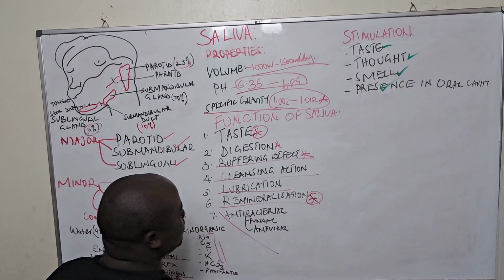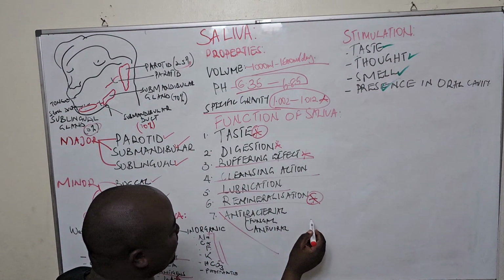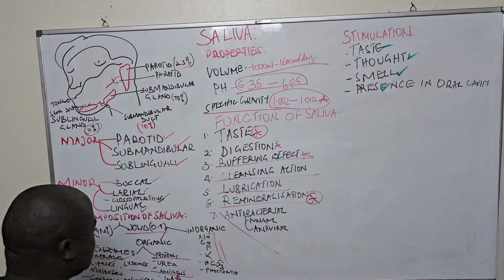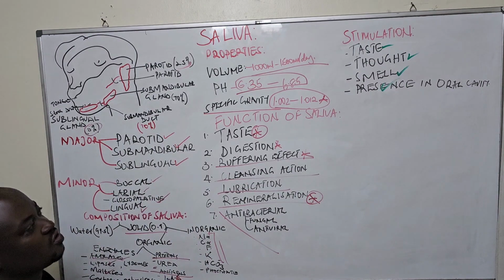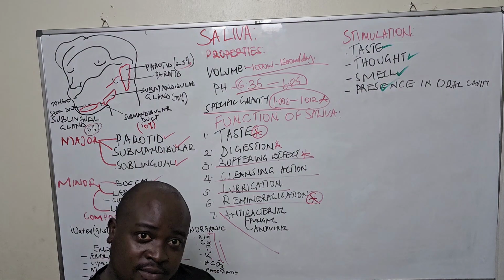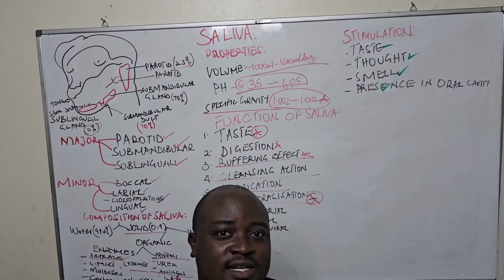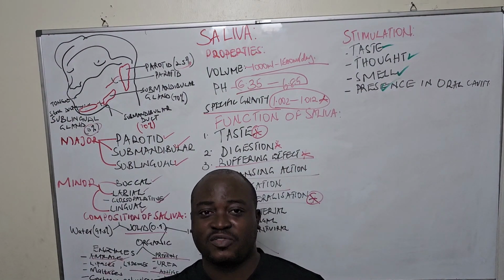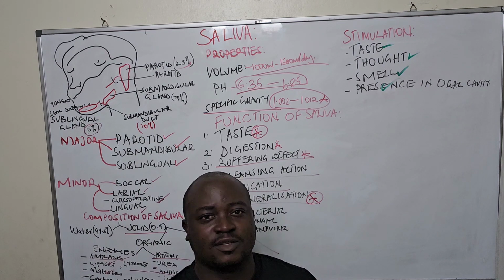We have also antibacterial effects and antifungal effects and antiviral effects because of what? Of the composition of saliva. Saliva is very important. We shall talk about more of the role of saliva in dental caries.